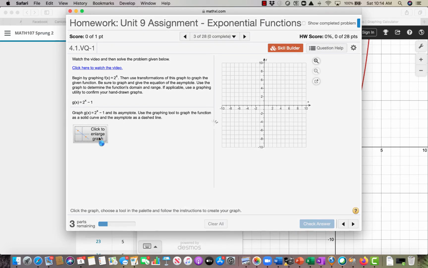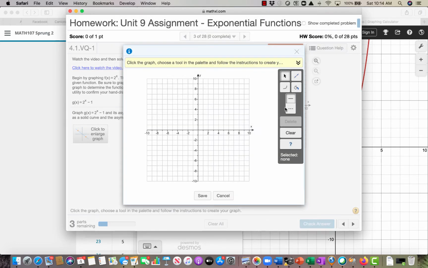So I'm going to click to enlarge the graph, and I'm going to start with my asymptote, or the dotted line. So I'm going to change to dotted, and I'm going to make a line. I'm going to click the line tool, and that's going to be at -1. They did not do that correctly, so it's clear. I want to put -1, and I want to put 2 points on that line. All right, so I have my asymptote.